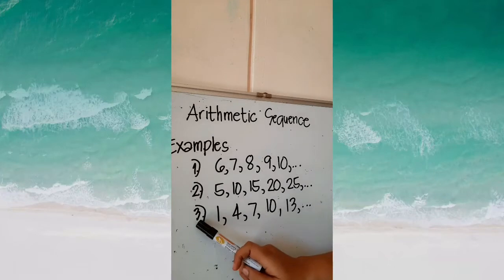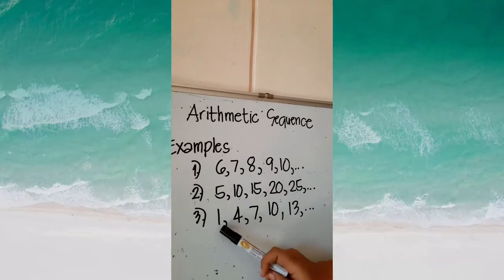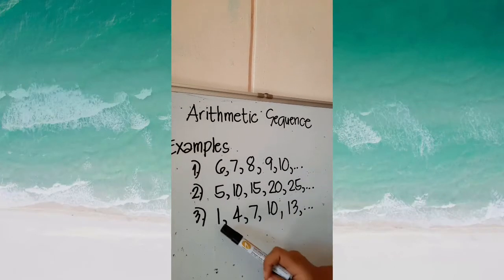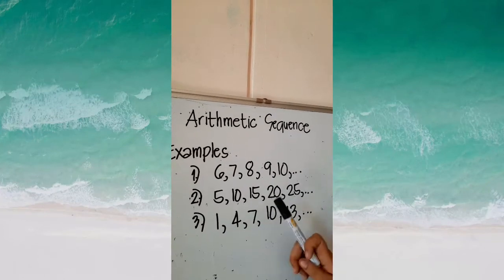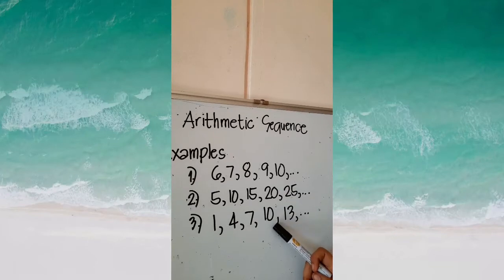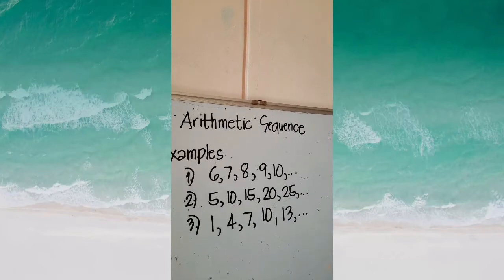And the same with number 3. We just add 3 to obtain the next term. 1 plus 3, we get 4. 4 plus 3, we get 7. 7 plus 3, we get 10. 10 plus 3, we get 13, and so on and so forth.